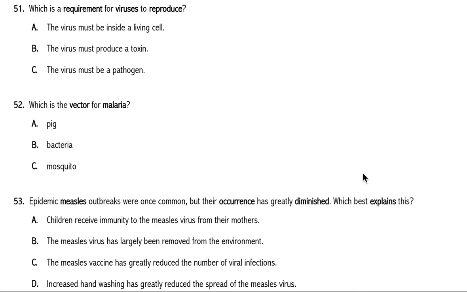Question 52. Which is the vector for malaria? A. Pig. B. Bacteria. C. Mosquito.